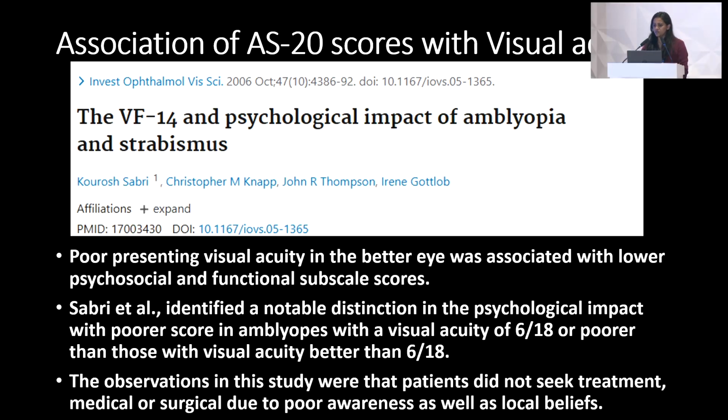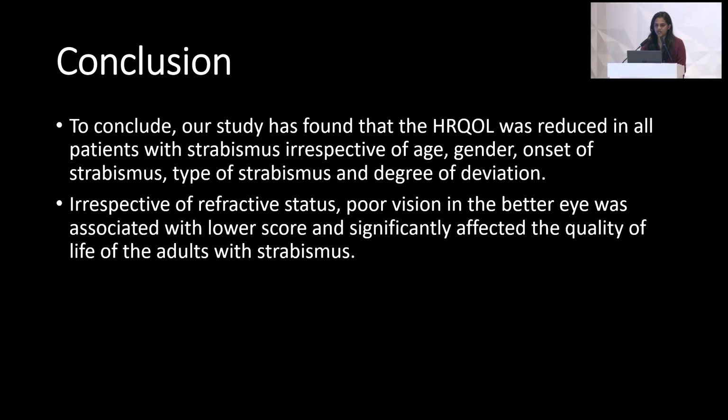We considered the possibility that visual acuity could be a confounder, and we analyzed the associations between age, gender, type, and degree of deviation with the AIOS20 and the subscale scores. The results were still statistically insignificant. So to conclude, our study has found that health-related quality of life was reduced in all patients with strabismus, irrespective of age, gender, onset, type of strabismus, and degree of deviation. Irrespective of refractive status, poor vision in the better eye was associated with lower score and significantly affected the quality of life of adults with strabismus.